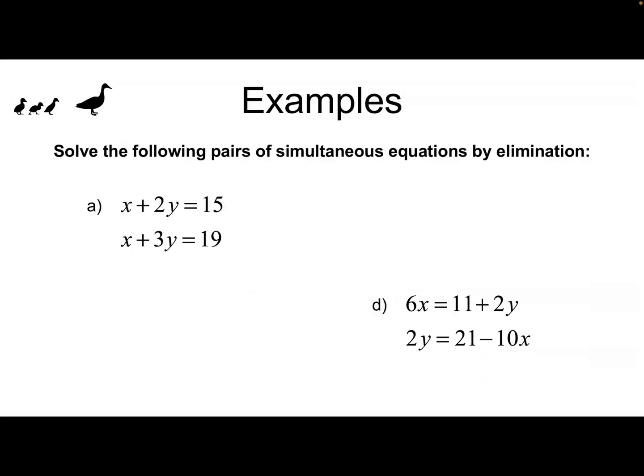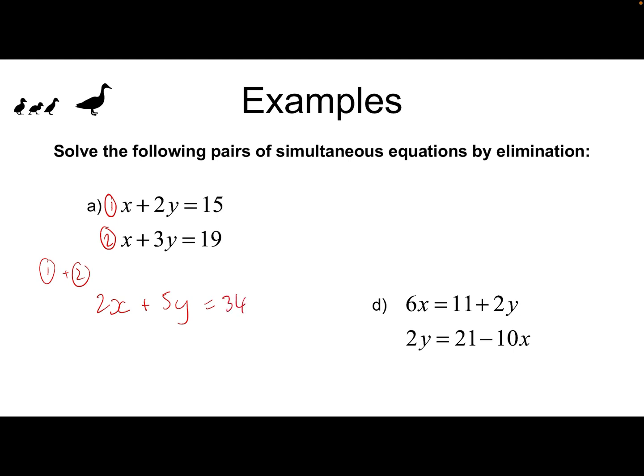Okay, so just a couple more examples, just to make things brutally clear. So here we've got equation 1 and equation 2. What you need to do is make a decision. Are you going to add these two equations or are you going to subtract these two equations? Let's just look what happens if you add. If you add, you're going to get 2x plus 5y equals 34.